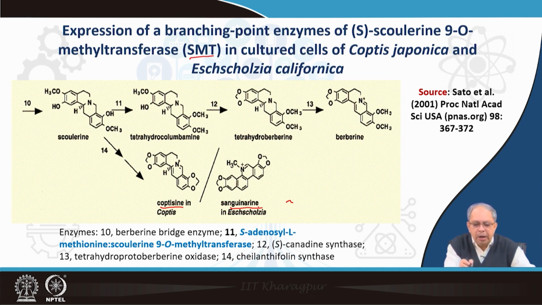So, upon expression of this SMT gene in Coptis, we will see what is going to happen, and also expression of the SMT gene in Eschscholzia cell culture. When this gene is expressed, it is possible that this pathway will be induced, and as a result it may lead to the formation of berberine. Although sanguinarine is not meant for the production of berberine, there are reports of berberine production in Eschscholzia, so this will be interesting to see. Let us see what happened.